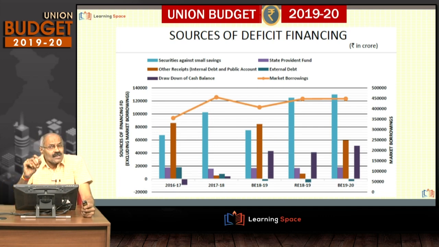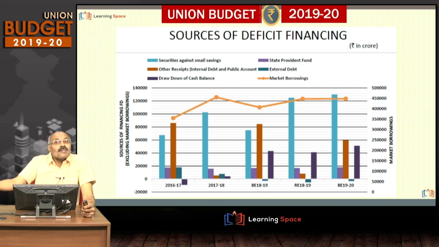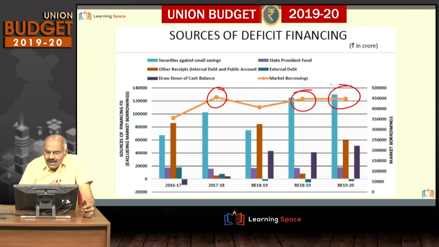As I have already told you, around 7 lakh crores is the fiscal deficit. Friends, if you look at the budgets for the past 3 years or so, here you see market borrowings from the market. They are almost stable, at around 4.5 lakh crores of rupees. That means now the government is relying more on accessing small savings funds. So this is small savings funds. It is accessing to the tune of around 1.2 lakh crores of rupees.